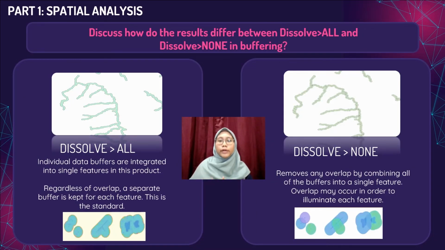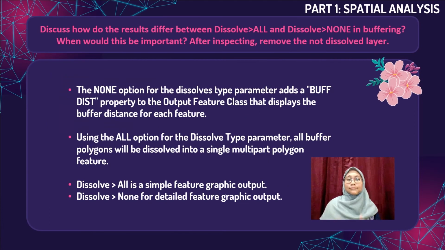And for the dissolve more than none, remove any overlap by combining all of the buffers into a single feature, and overlap may occur in order to eliminate each feature. The none option for the dissolve type parameter adds this property to the output feature class that displays the buffer distance for each feature.